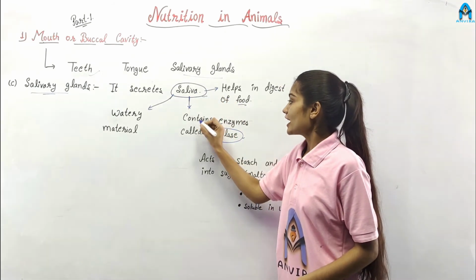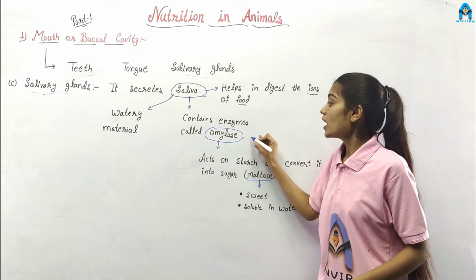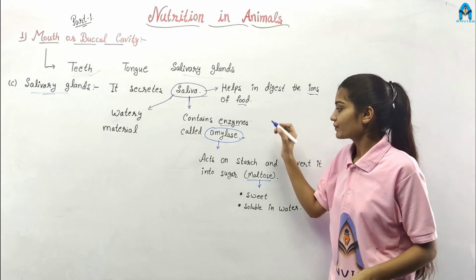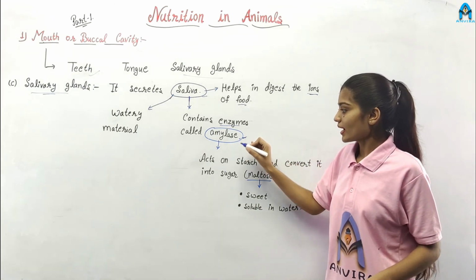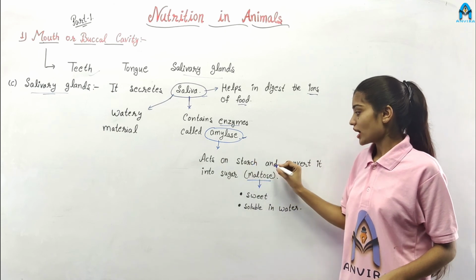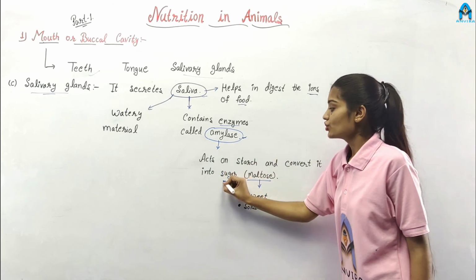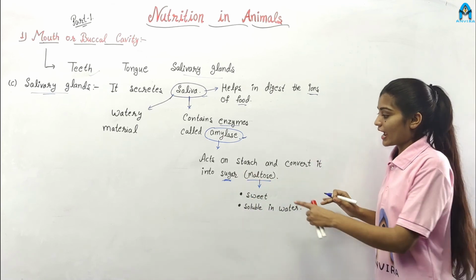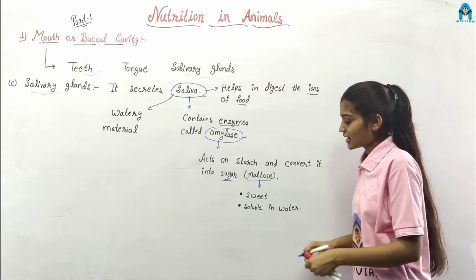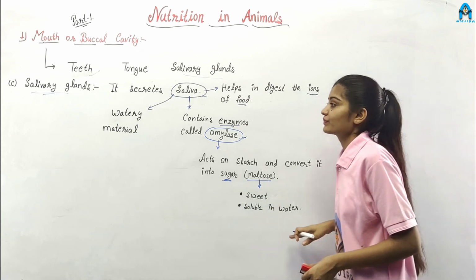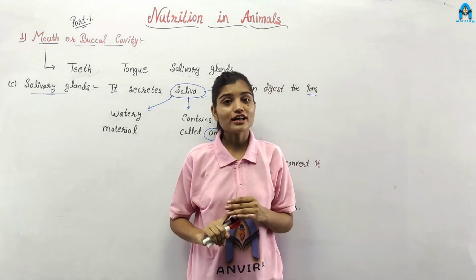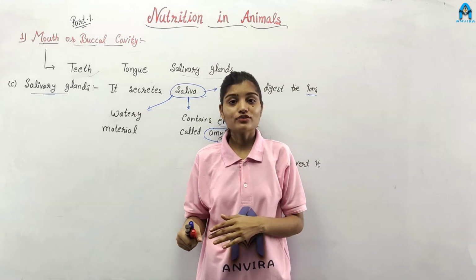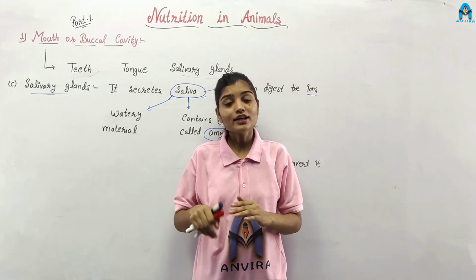Saliva contains enzymes called amylase, and enzymes are biological molecules, and this amylase acts on starch and converts it into sugar, and this sugar is known as maltose, and maltose is sweet in taste and soluble in water. With this topic, our first organ of the alimentary canal is now completed, and the other organs of the alimentary canal, we study about them in our next part.